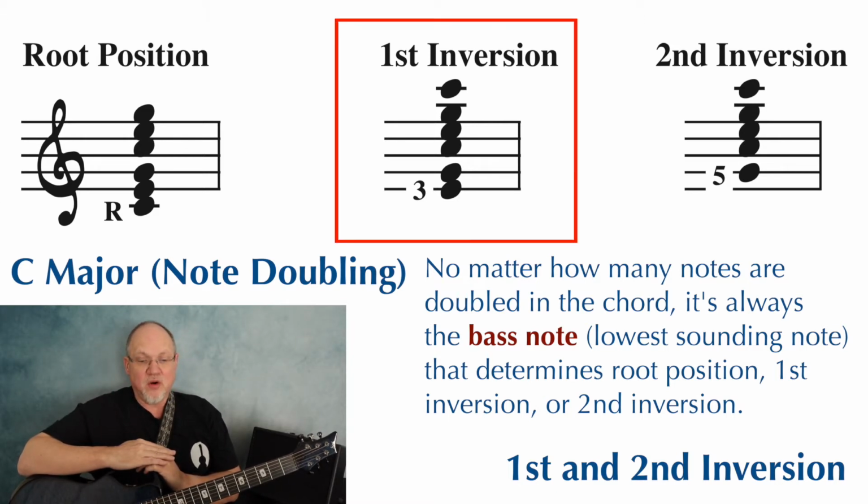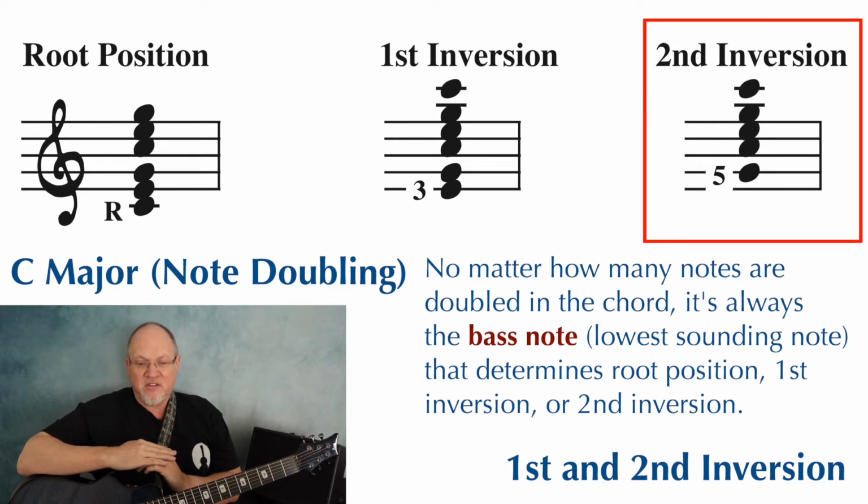Here's another C chord with a whole bunch of C's, E's, and G's. The bottom note is the third of the chord, that E, so that'll be in first inversion. And our third example is in second inversion. Again, a whole bunch of C's, E's, and G's, but the fifth of the chord, the G, is the lowest sounding note, so that makes it second inversion.